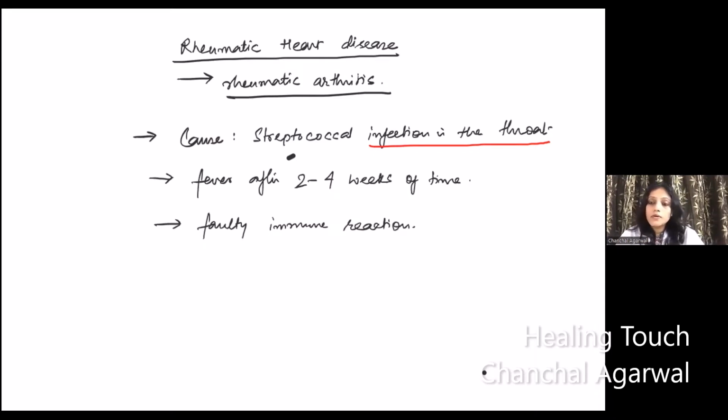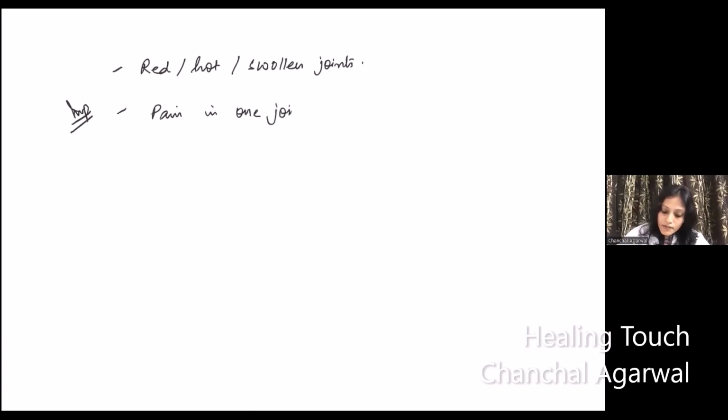Okay, so what may be the symptoms of this type of rheumatic? It's not rheumatoid, it is rheumatic. So for this type of rheumatic arthritis, the major symptom is red, hot, swollen joints. Second, a very important point to be remembered, and you can just mark it as very important, is that the pain in one joint migrates to another. The person may complain that one day the pain is in this particular joint, another day it is in a different joint. So it is a moving pain from one joint to the other.